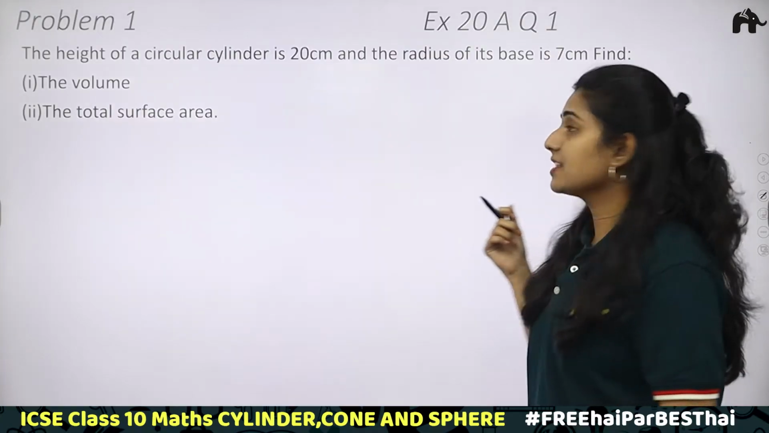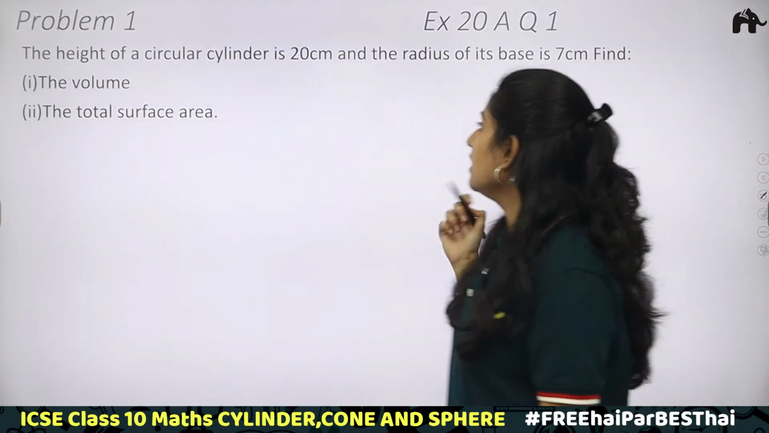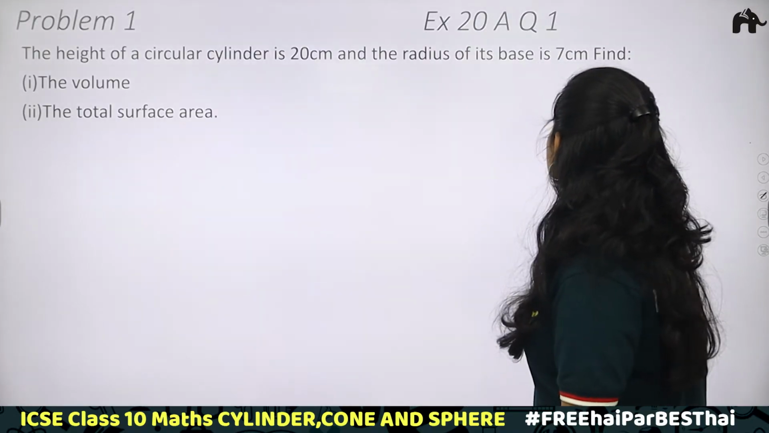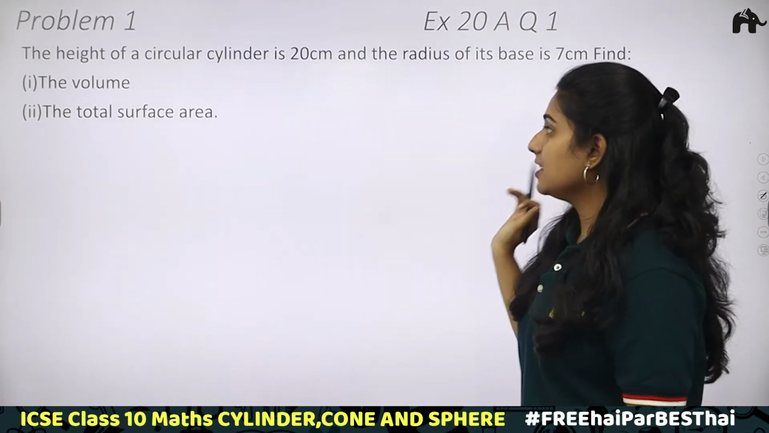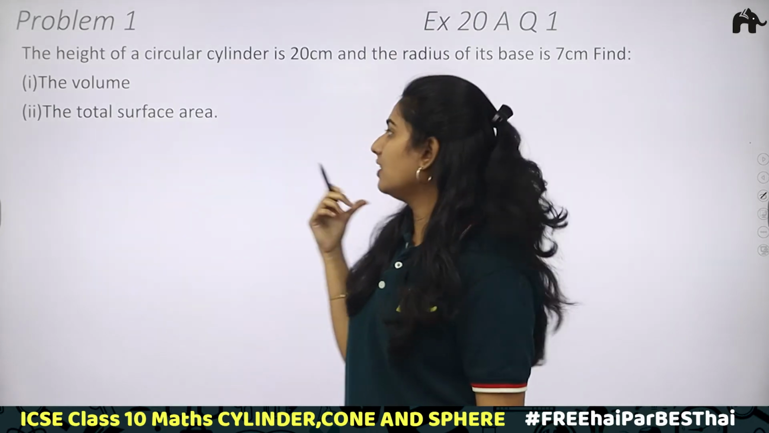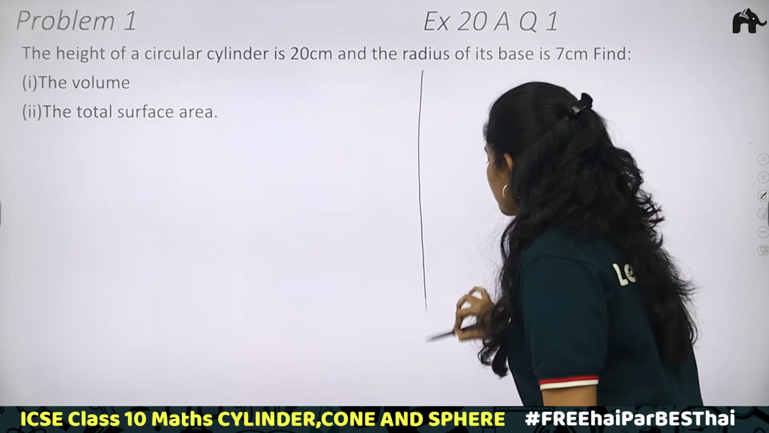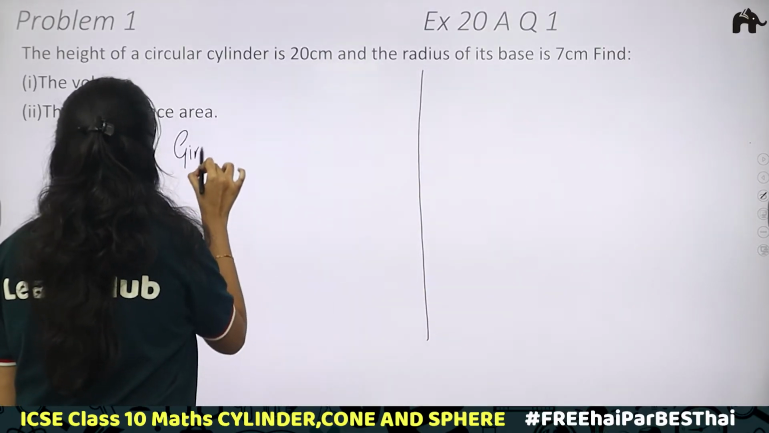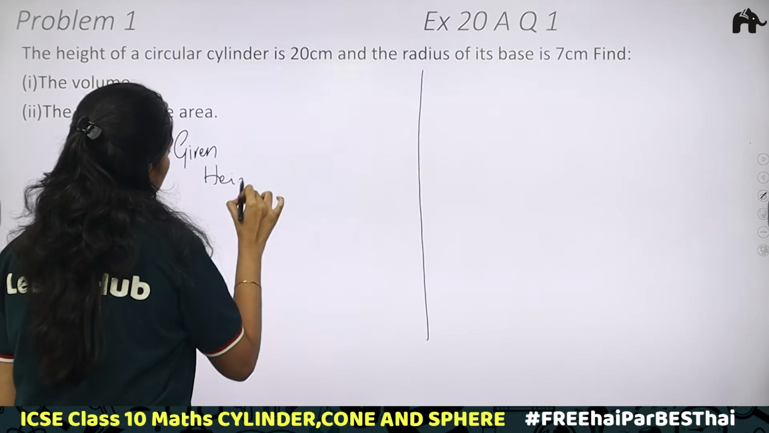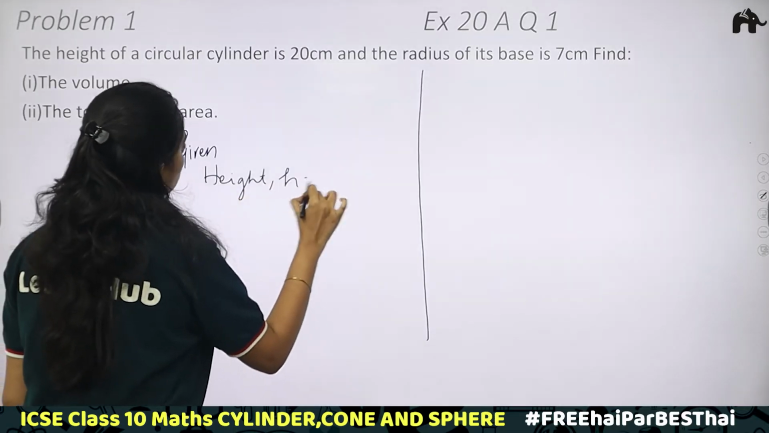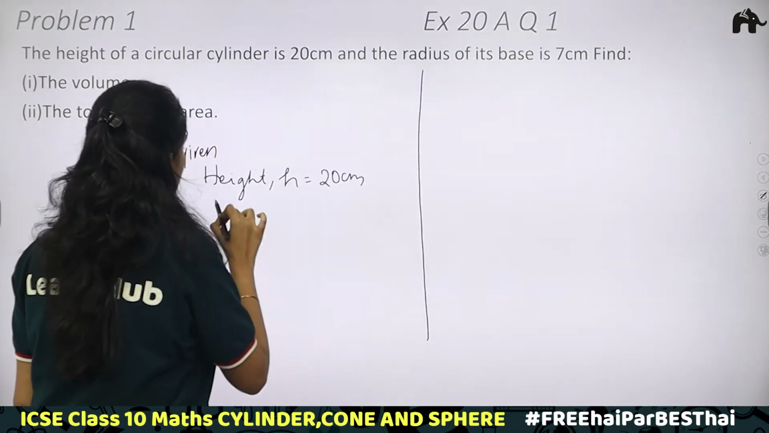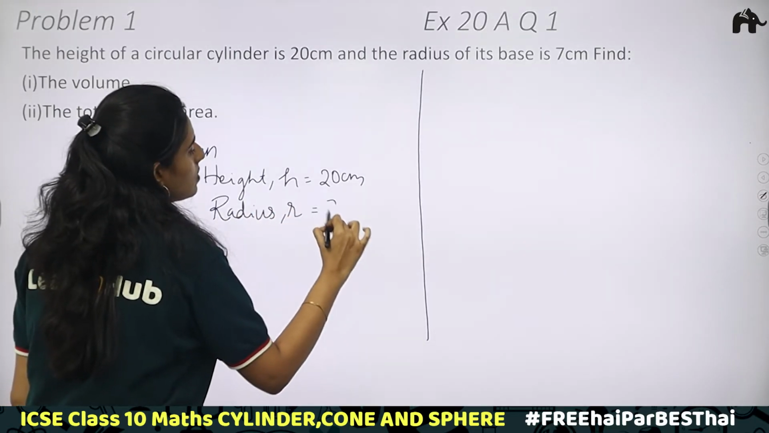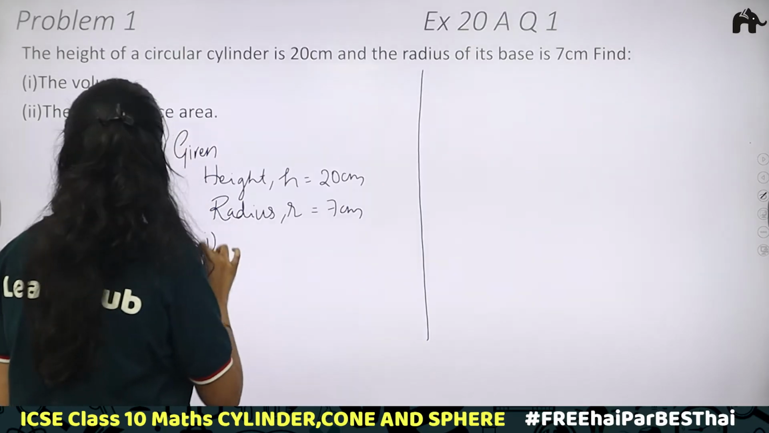Let us solve more problems from exercise 20A. Question 1 of exercise 20A. The height of a circular cylinder is 20 centimeter and the radius of its base is 7 centimeter. Find first the volume and then the total surface area. Okay. Given height h is equal to 20 centimeter, then radius of base is given r is equal to 7 centimeter. First we need to find volume.